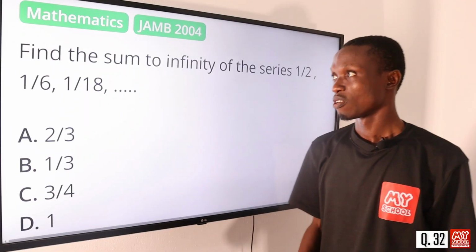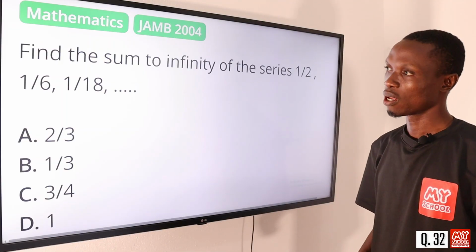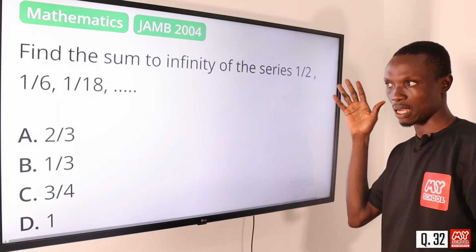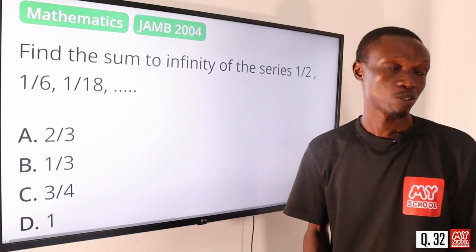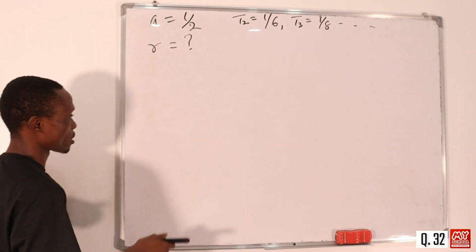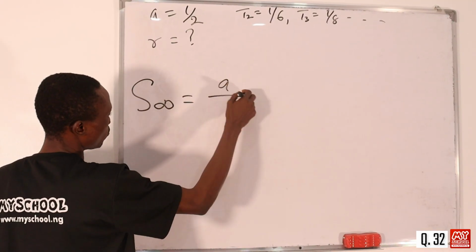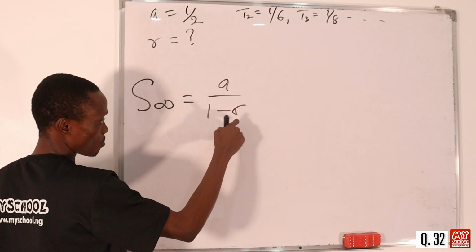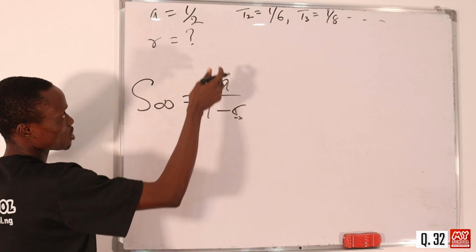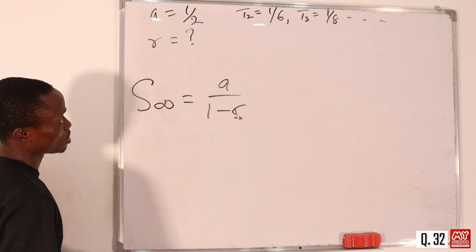Question 32. Find the sum to infinity of the series 1 over 2, 1 over 6, 1 over 18, and so on. So let's move over to the board to provide the answer to this question. So remember that the formula for calculating sum to infinity is given as a over 1 minus r, provided that your r is less than 1. Okay, so from here, let's find our r, because our r, which is the common ratio, is not given to us, but let's find it out.